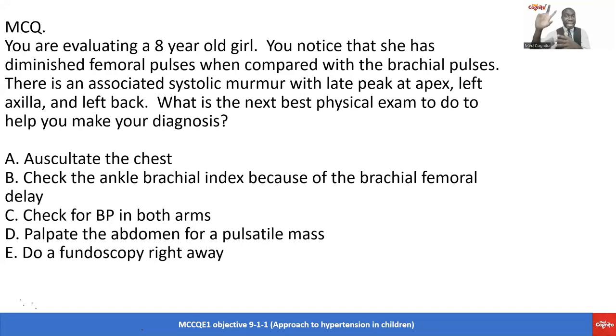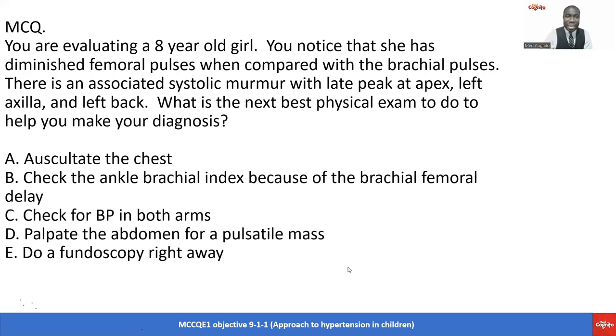with late peak at the apex. What is the next best physical exam to do to help you make your diagnosis? A, are you going to auscultate the chest? B, check the ankle brachial index because of brachial femoral delay. C, check for BP in both arms. D, palpate the abdomen for a pulsatile mass. And E, do a fundoscopy right away. Let's go, guys.